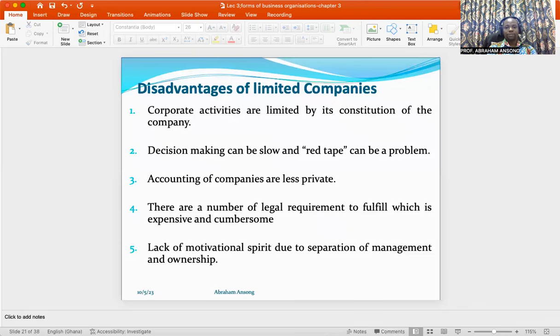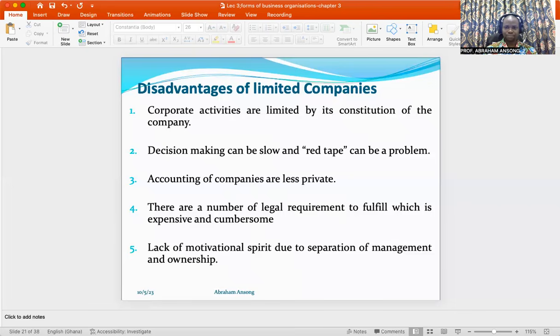Decision-making can be slow and red tape can be a problem. So there are structures, unlike sole proprietorship where you can just get up and do anything that you want. Companies are not like that. We've just learned that even for management to be able to take some decisions, they will need board approvals. Okay, so management must first go to the board and make their case, arguing why they want to make that decision. Then the board must deliberate and either agree or disagree with that particular decision by management. So you don't just get up and take a decision.